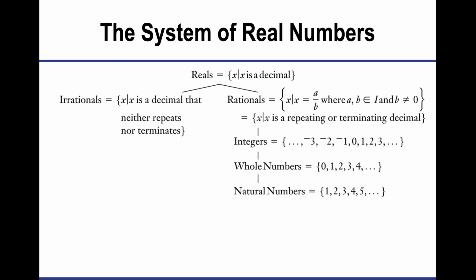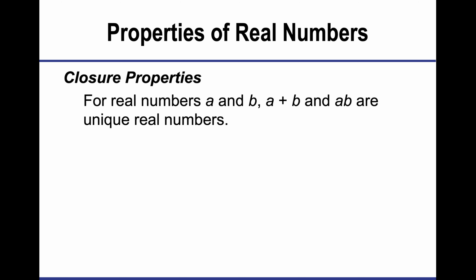So if you're looking at this, this is just showing you the visual for the umbrella. If I've got the umbrella of real numbers, irrational numbers and rational numbers fall underneath it. Then rational numbers can be divided up into further subgroups with integers, whole numbers, and natural numbers falling under that umbrella as well. We've talked a lot about closure properties.